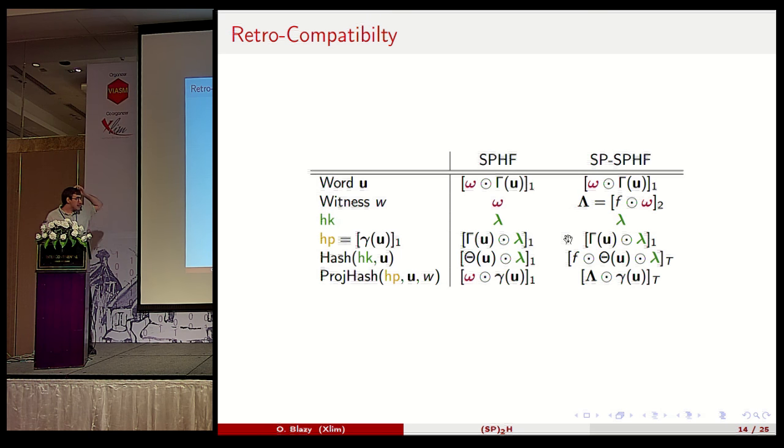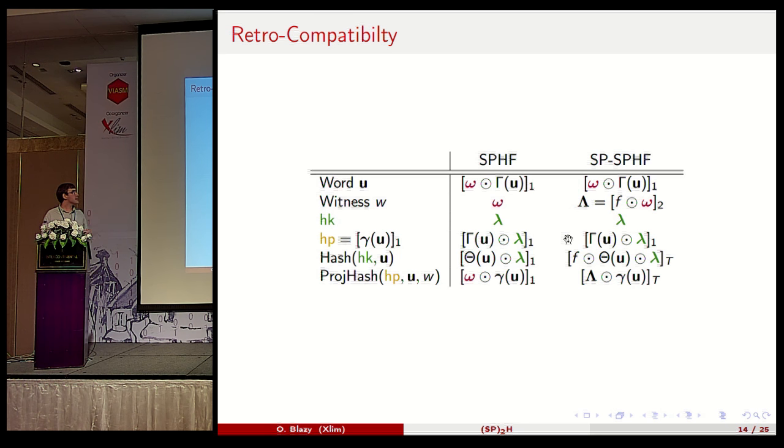So let's give some abstraction. It's the only ugly slide in this talk, I promise. What we had before is the smooth projective hash function. And most of them can be adapted directly to structure-preserving smooth projective hash functions. The main point being the witness that was before a scalar is now an element in G2. So just to explain a little the notation, the word is an element in G1, where you use a witness on a public group element. The witness before was a scalar, now it's an element in G2 raised to the witness. Your HK, here I took the scalar definition. HP is the public group element at the beginning raised to the hashing key, so that doesn't change in both worlds.